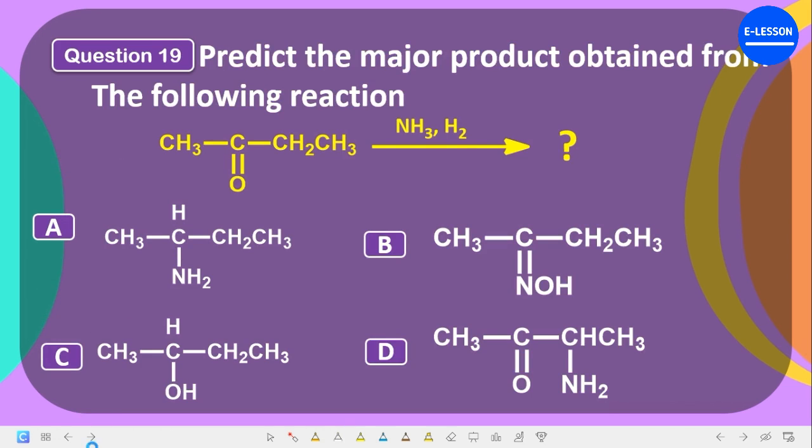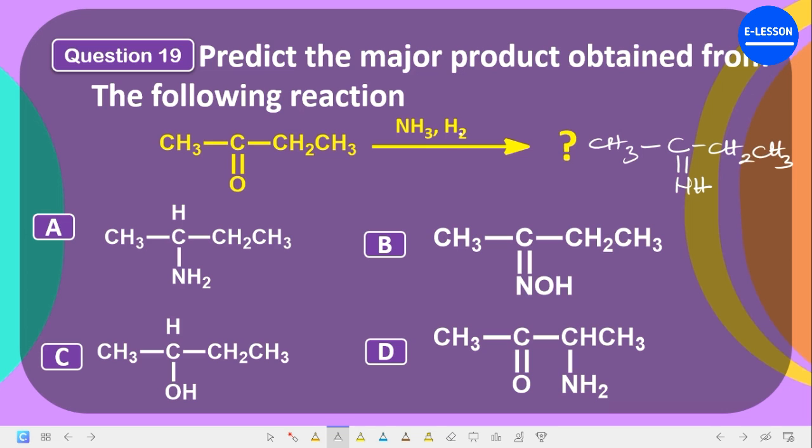The next question: predict the major product obtained from the following reaction. First of all, when this reacts with this, the amine group will attach here, replacing this oxygen to form the imine. So this will form something like this: CH3, C double bond, then NH, and then CH2CH3. Are we getting it now?